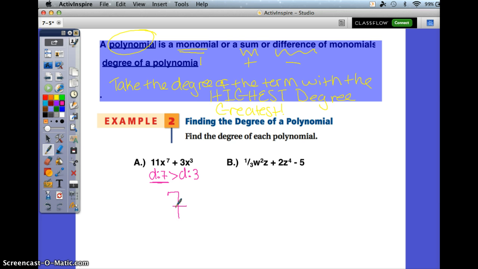For letter B, the degree of the first term is 2 plus 1 is 3. The degree of your second term is 4. And the degree of your third term is 0. So the biggest one is 4. So the degree of the whole polynomial is 4.